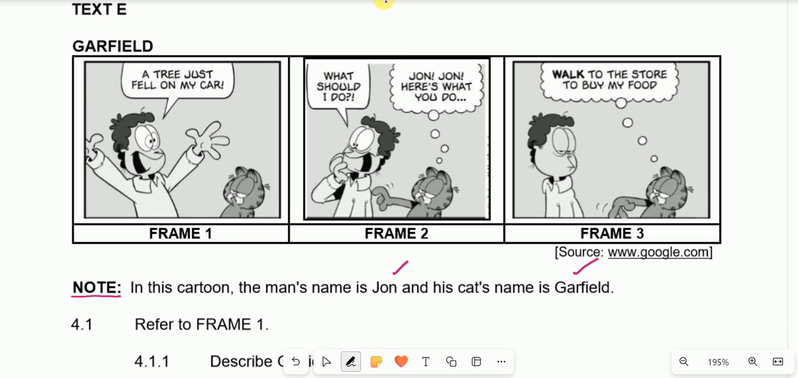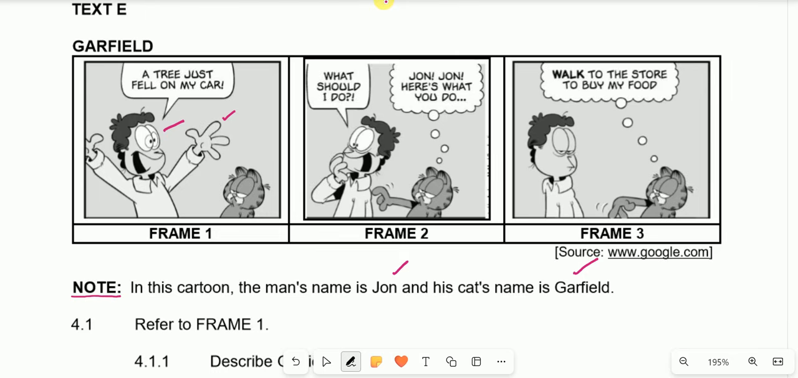Right, now let us go to the storyline. "A tree just fell on my car!" When I look at John, the eyes are wide open, the mouth is wide open, and the hands are stretched out. So that's exactly what you do when you interact with and analyze a cartoon. You look at everything. Here, this is John and this is Garfield.